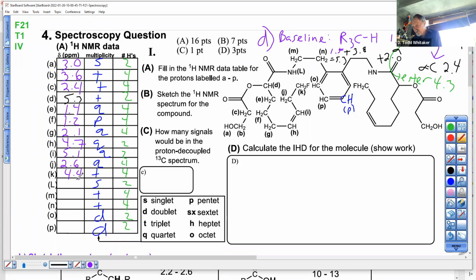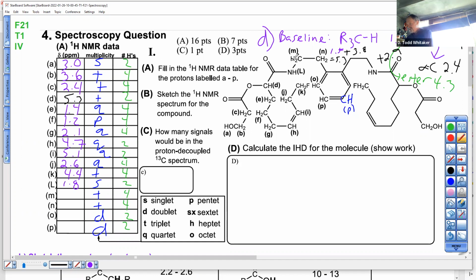How about 1.8? There's nothing at 1.8. Once again, if you're in the range of 0.5 to 5, you're okay for L. L.